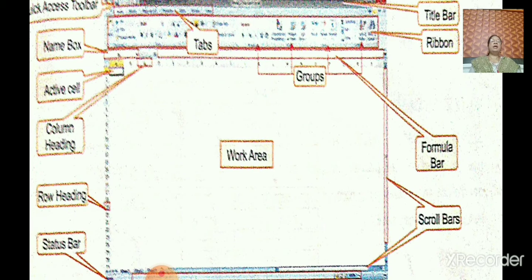10,48,576 rows and 16,384 columns. You can see that by default the text is aligned to the left and the number is aligned to the right, isn't it? A to Z is the column heading, and 1, 2, 3, 4 are the row heading. Okay, children, now we'll go for the next lesson.